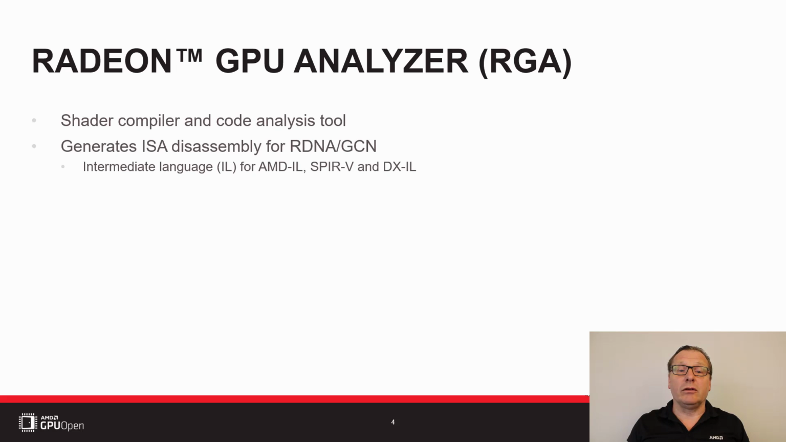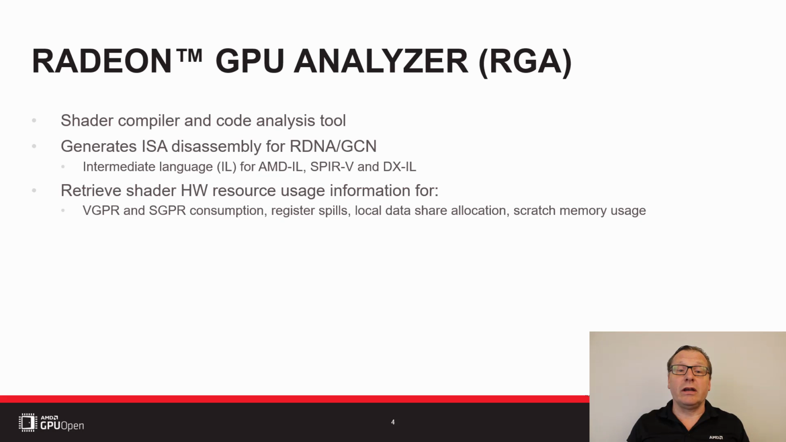With RGA, you can generate ISA disassembly for AMD GPUs, as well as generating the intermediate language disassembly for the relevant compiler toolchains. RGA retrieves the hardware resource usage information for vector and scalar register consumption, register spills, local data share allocation, and scratch memory usage. RGA can also run static analysis algorithms on your code. The live VGPR option allows you to track register usage line by line throughout the assembly code. In addition, it is possible to build a control flow graph for your code.